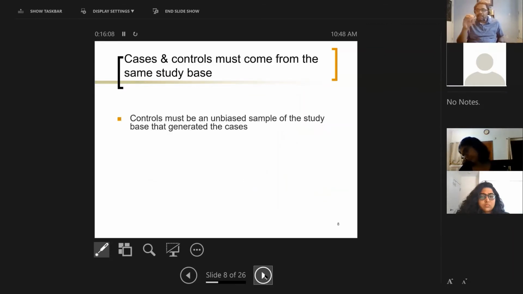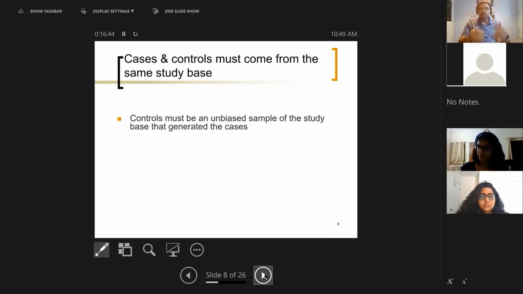But the critical thing about the case control study is that cases and controls must come from the same study base. The study base is that hatched area under the curve. Study base is the total aggregate person time in which all cases happen. Or alternatively, the cases and the controls must come from the same underlying source population. You cannot pick cases from here, controls from some other part of the world. If they don't come from the same source population, then it is an invalid case control study.